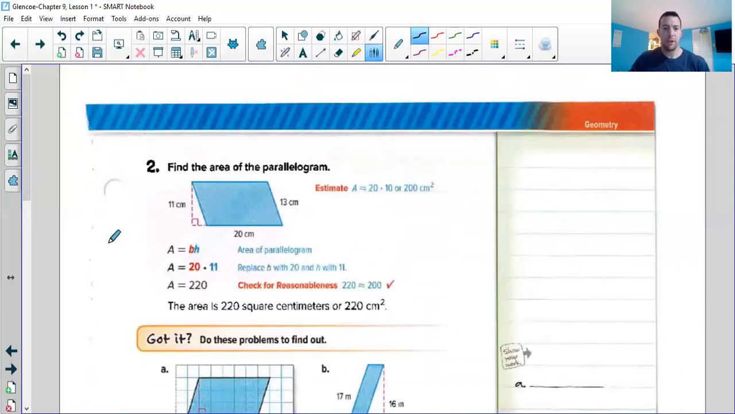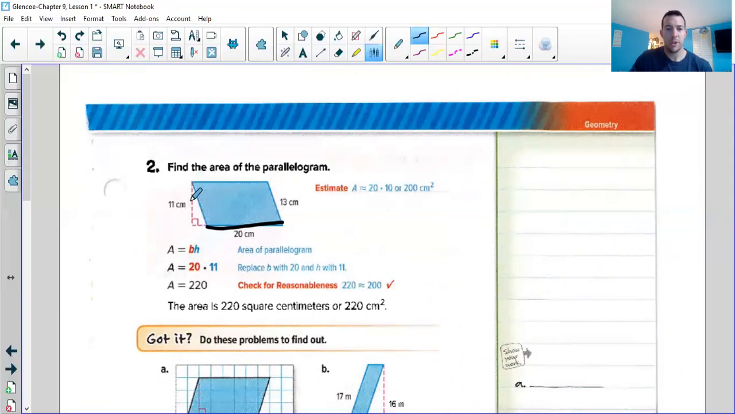Find the area of this parallelogram. Notice what they did here. They gave us this. It kind of tricks us. That is not the height because it doesn't form a 90-degree angle. So my base is 20. And then notice they formed a 90-degree angle outside of the shape, and that's completely fine.